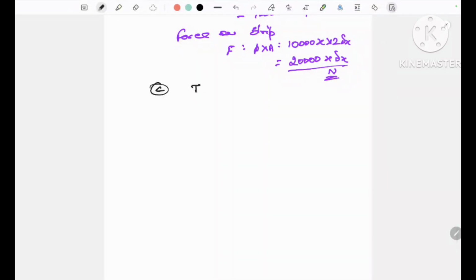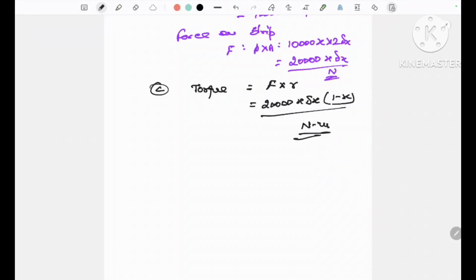The torque will be F into distance R, 20,000 x delta x and R is 1 minus x Newton meter. तो जो टॉर्क होगा that is 20,000 x (1 minus x) delta x.